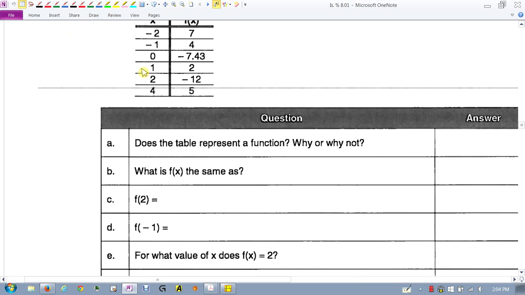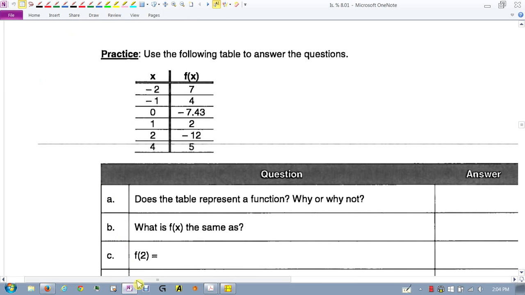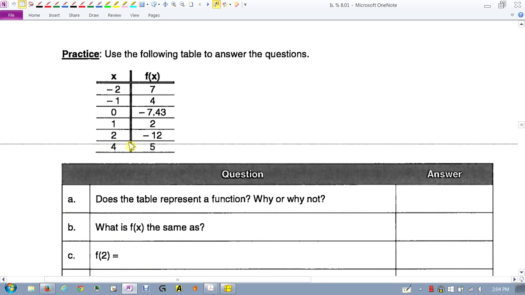We had been evaluating functions. This one gives you a table, and it asks you to answer the following questions. So you have the x, which is the input. You have f of x, which is the output. First question, does it represent a function? Yes or no?